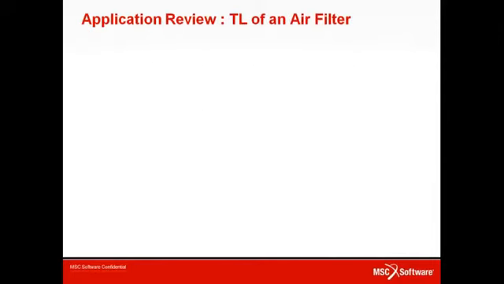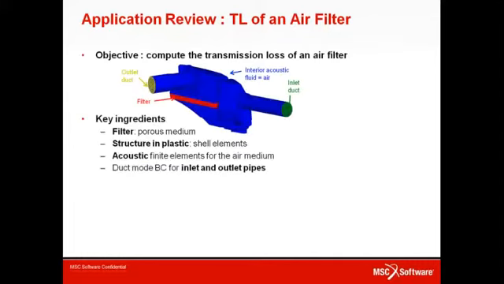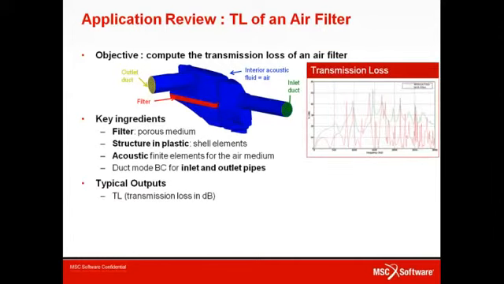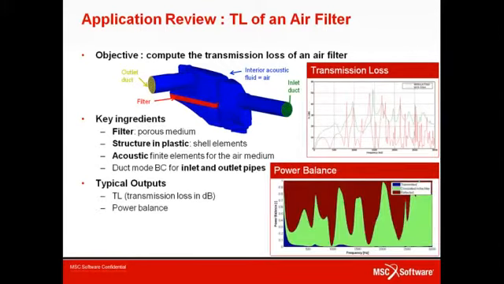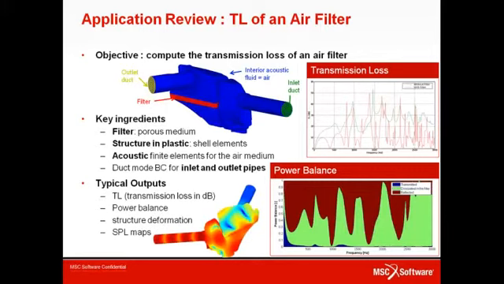So the purpose of this last model is to compute the transmission loss of an automotive air filter. So the structure of the filter is made of plastic and the interior is filled with air and porous layer. To model the inlet and the outlet ducts, a specific boundary condition of duct modes is used. The transmission loss is computed with and without the porous layer in order to assess the effect of this porous layer. The energy balance is also plotted to understand the physical behavior of the system. And one can also look at structure deformation or sound pressure level maps.